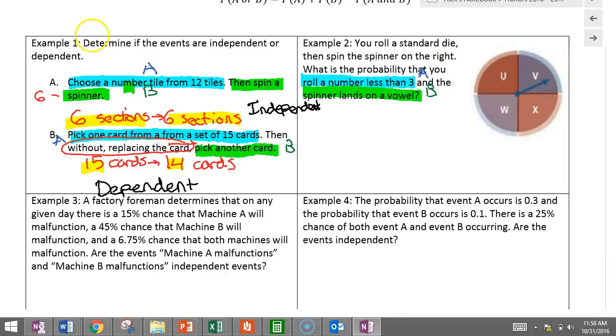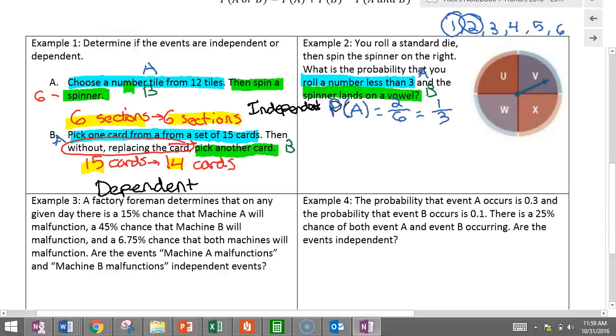So for the probability of A, I want to roll a number less than 3. Well, if I think about a standard die, I have 1, 2, 3, 4, 5, 6. Okay? So my numbers less than 3 are 1 and 2. 3 is not less than 3, so be careful with that. So I have 2 numbers out of 6 numbers less than 3, so my probability of A is 1 out of 3.